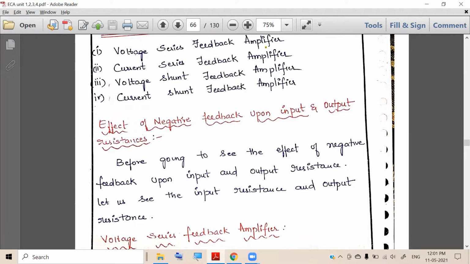Simply remember, wherever we have voltage, it means parallel connection. Current means series connection. First output, second input. So first case, output parallel, input series connection. Both series connection, both parallel connection. Next, output is series.